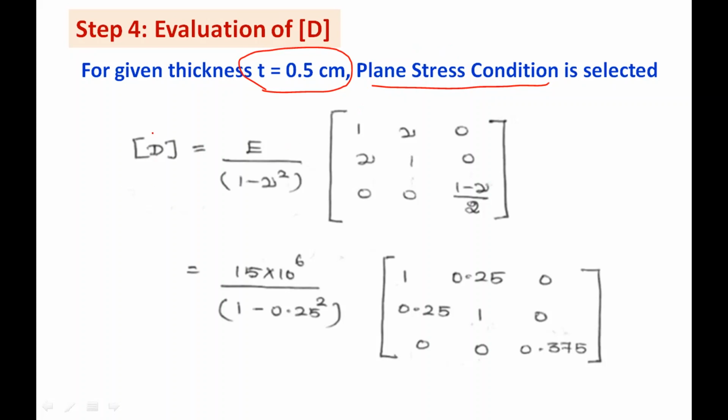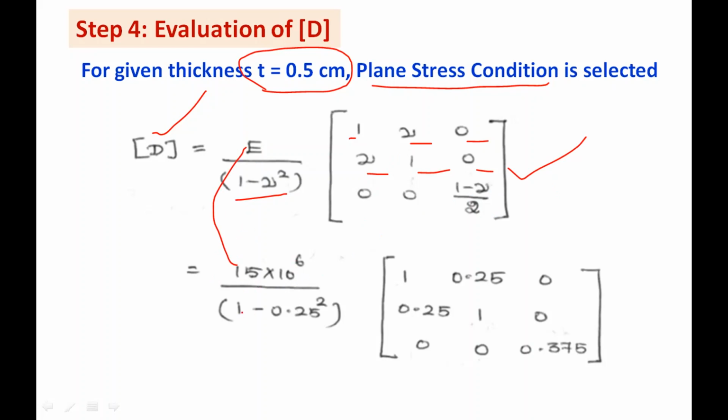For plane stress condition, the constitutive matrix D is equal to E divided by 1 minus nu square, times the matrix: 1, nu, 0; nu, 1, 0; 0, 0, (1 minus nu) by 2. This is the D matrix. We have to remember. Substituting the values, all are in centimeter, so we can substitute the given values directly.